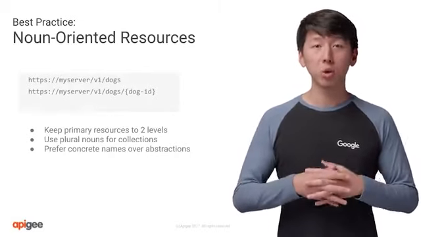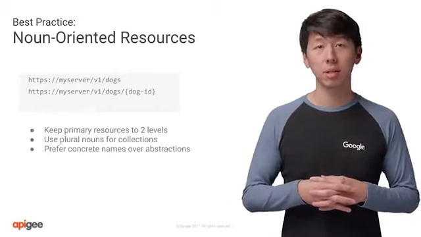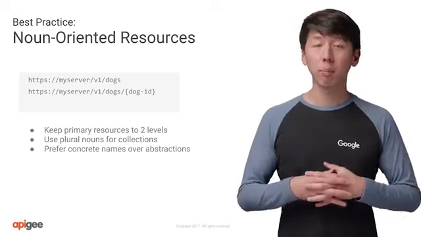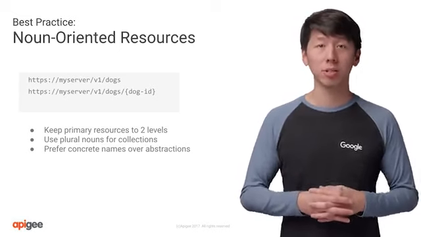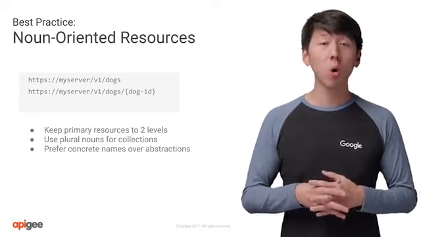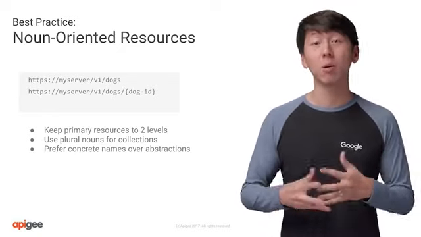The base URL is the most important design affordance for your API. A simple and intuitive base URL design will make your APIs easy to use. In general, you should keep your primary resources to 2 levels and keep plural nouns for collections. Also, go with concrete names over abstraction to make the API easier to understand for the app developer.